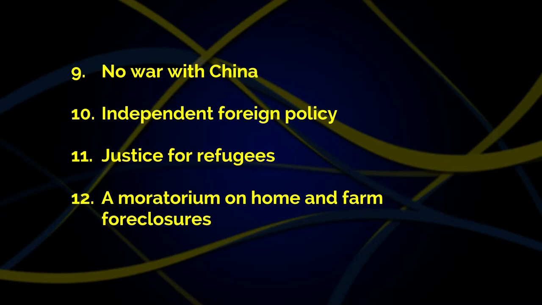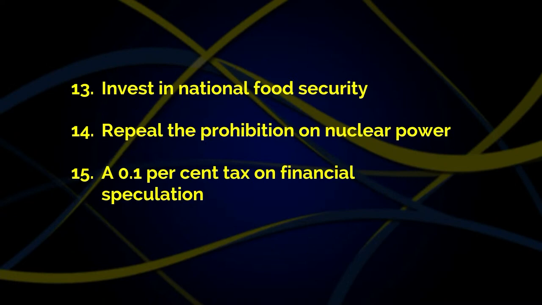Point number 12, a moratorium on home and farm foreclosures. Protect homeowners and farmers from mass evictions in a housing market crash with a foreclosure moratorium that keeps families in their homes while the government directs a reorganisation of failing banks and write-downs of mortgage debt. 13. Invest in national food security. Prioritise policies that support Australia's family farmers who, unlike corporate agribusinesses, guarantee the nation's food security.